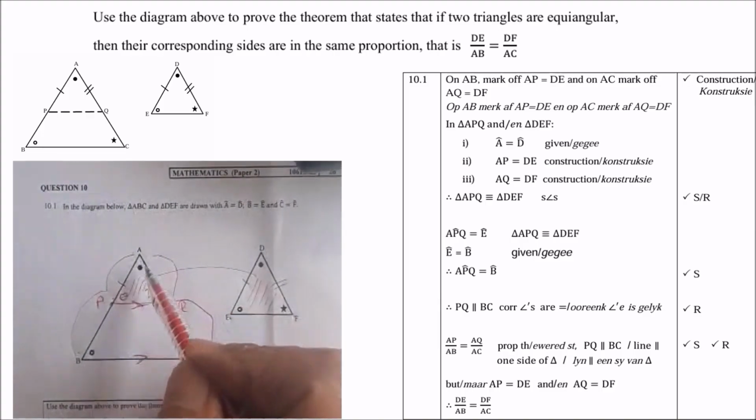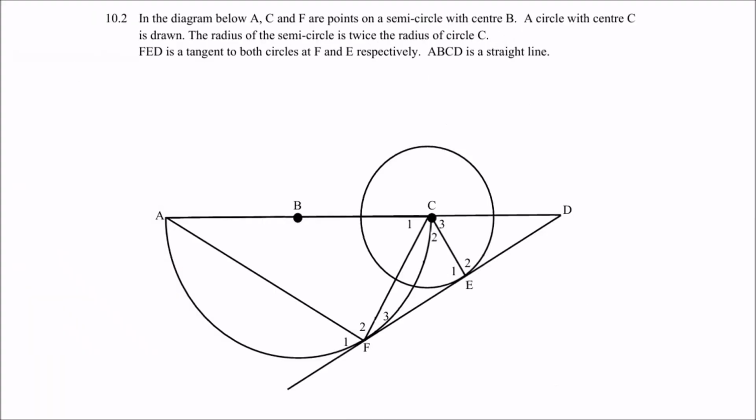10.2, in the diagram below, A, C, and F are points on a semicircle with center B. A circle with center C is drawn. Now the radius of the semicircle is twice the radius of circle C. FED is a tangent to both circles at F and E respectively. ABCD is a straight line. Please have a look at this diagram and make sure that you can see exactly what you can recognize. And by that I mean what theorems can you recognize, and even possibly which angles are most probably the same.